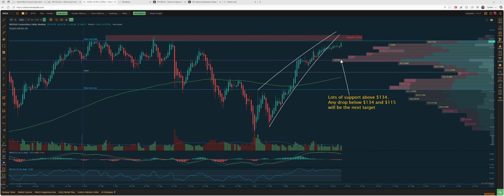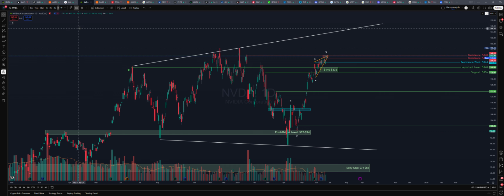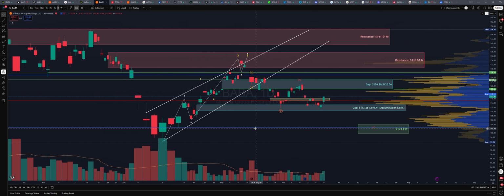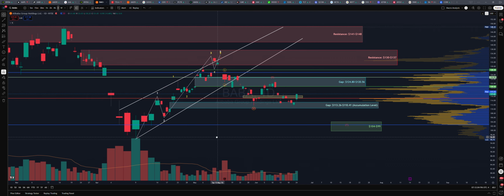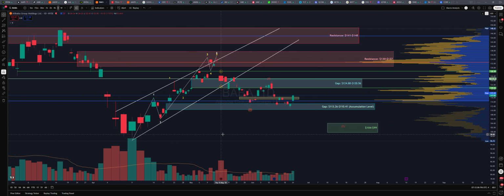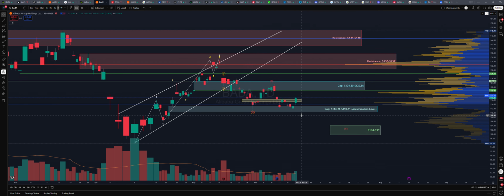Let's see what else we have. Let's look at BABA, one of my other setups. Pretty amazing setup here I have for BABA. What I'm looking for in BABA: I bought BABA yesterday at the 112 level because we came back down within my accumulation region, my zone right here. So I picked up BABA following the rules of Elliott Wave. I said, if we could continue to hold this level here, I will buy BABA.